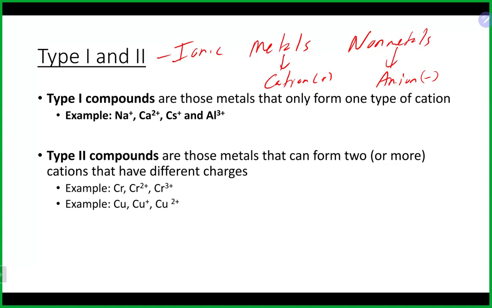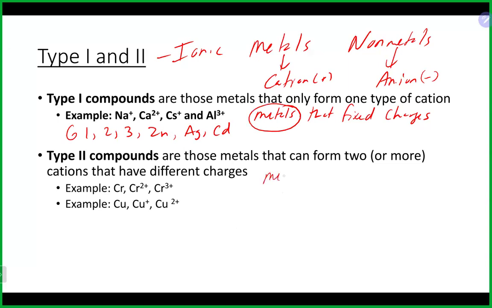So type 1 compounds are ones that have metals that have fixed charges. If you remember on the periodic table we just looked at, that is everybody in group 1, group 2, group 3, zinc, silver, cadmium. They all have fixed charges. Now, type 2 compounds are also ionic. The difference here is the metal. The metals have a variable charge. Like I talked about before, chromium, for example, could be +2 or +3 in certain situations. Copper could be +1 or +2.